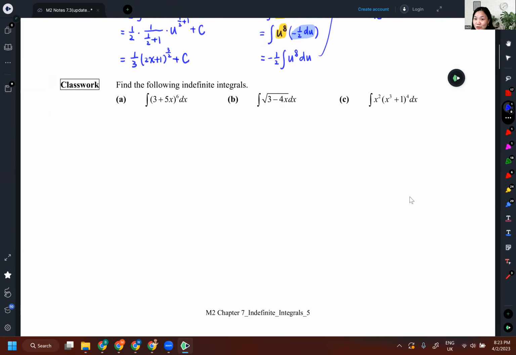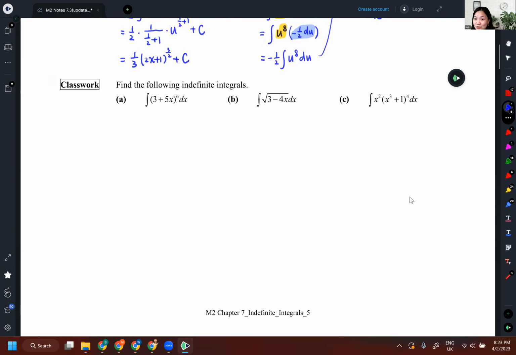And the substitution I want to show you clearly is the yellow part is replaced by the yellow part, and the blue is replaced by the blue. Is equal to 1 over 5 u^6 du, and then 1 over 5, 1 over 7 u^7 plus c, that is 1 over 35, (3 plus 5x) to the power 7 plus c.